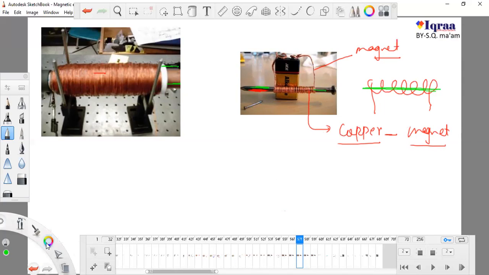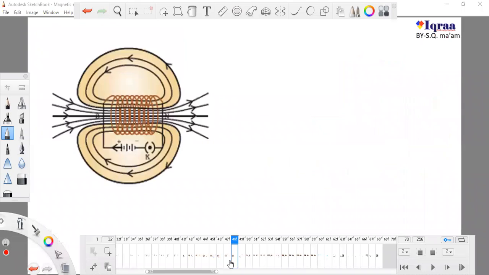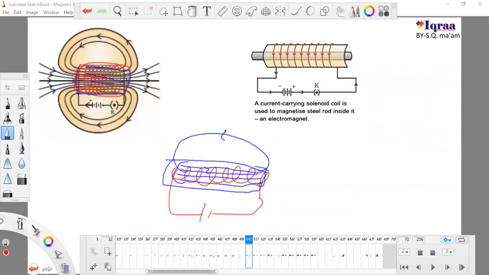So copper is a magnet itself, and if you want to transfer its magnetic effect to another metal, you can use soft iron, or you can use stainless steel. You can use any metal, insert it, and it will also get magnetized. So this is a diagram from our book.